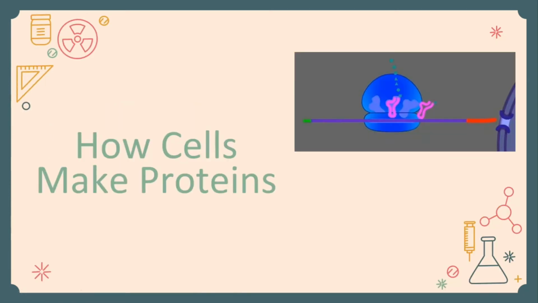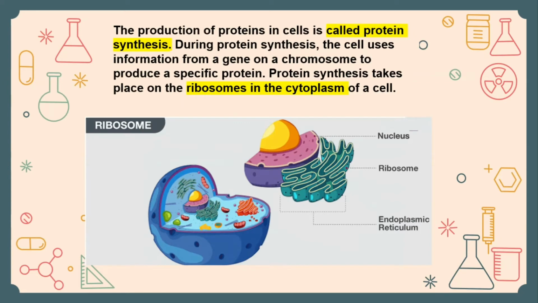How cells make proteins. The production of proteins in cells is called protein synthesis. During protein synthesis, the cell uses information from a gene on a chromosome to produce a specific protein. Protein synthesis takes place on the ribosomes in the cytoplasm of a cell. And here you have a picture just to remind you where the ribosomes are located.